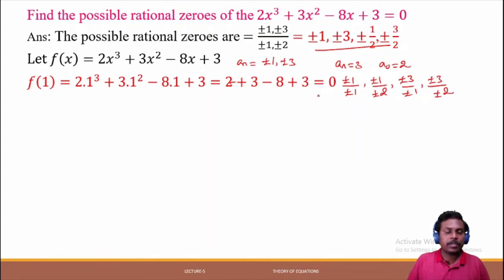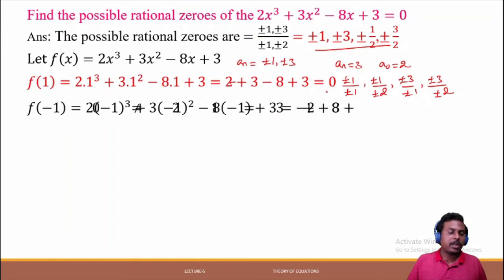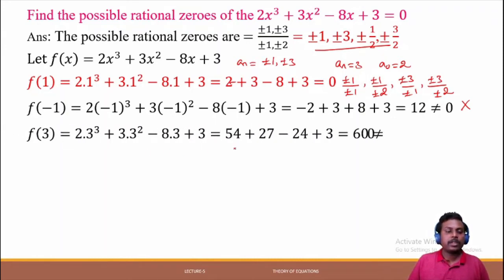F of 1 is equal to 0. That means 1 is a root of the equation. Now let me find out f of minus 1. If you find out, you get 12, which is not equal to 0. So this is a rejected rational root. Now let me test the next root, that is 3. You just substitute 3 in the given equation and you can see this is not equal to 0. So alpha equal to 3 is not a zero.